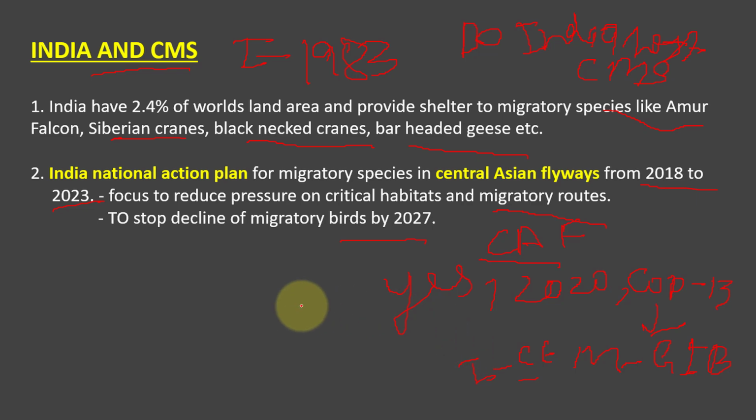And also friend, there is another fact: the total membership of the Convention on Migratory Species. Recently Bahrain joined as a member of CMS, making the total 133, friend. So just remember this kind of fact. This is not that important, but the other facts are relevant from the examination point of view, friend.